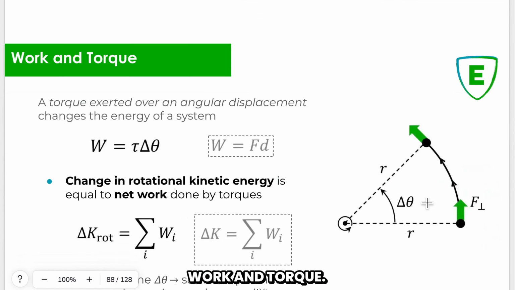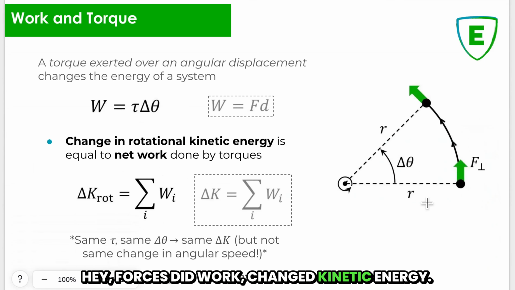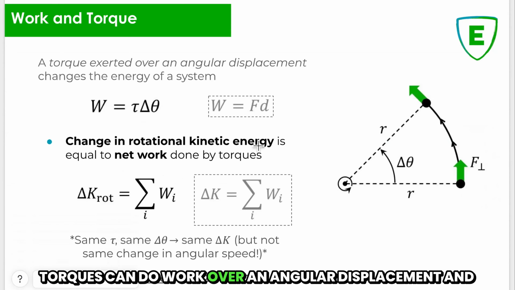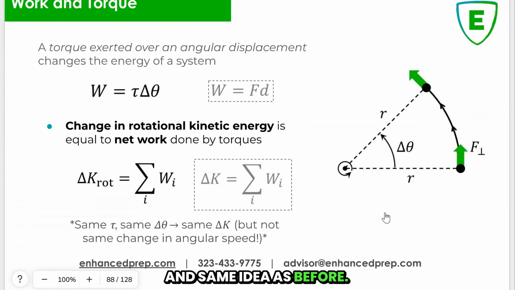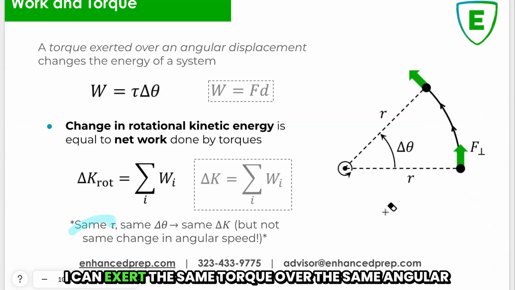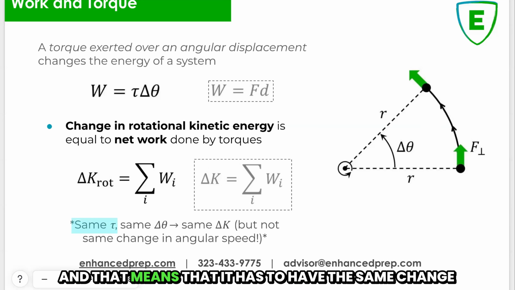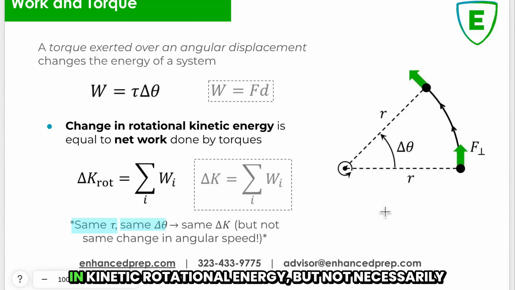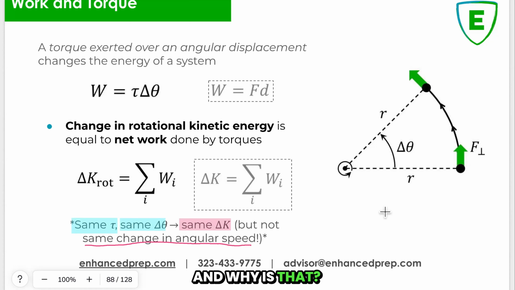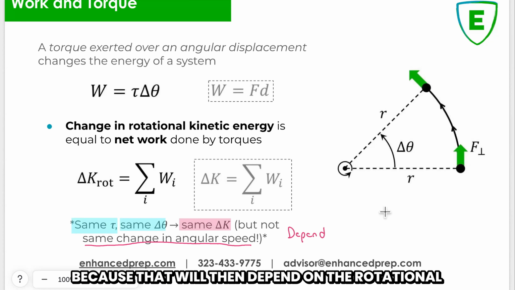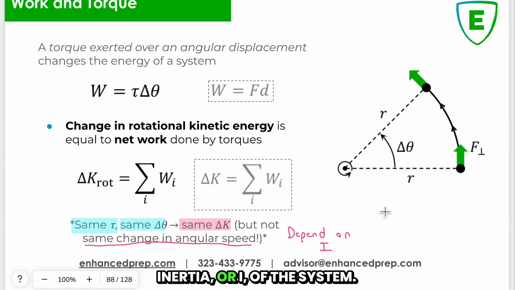Work and torque? Hey, forces did work, changed kinetic energy. Torques can do work over an angular displacement, and they change rotational kinetic energy. And same idea as before. So watch out for this trap. I can exert the same torque over the same angular displacement. And that means that it has to have the same change in rotational kinetic energy, but not necessarily the same change in angular speed. And why is that? Because that will then depend on the rotational inertia, or I, of the system.